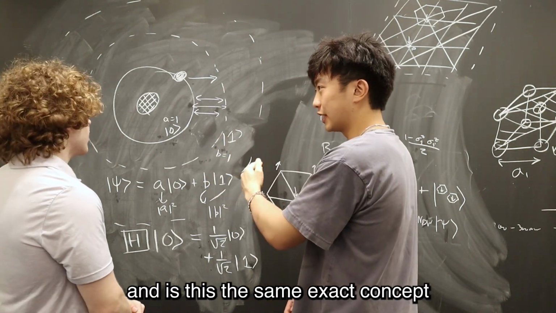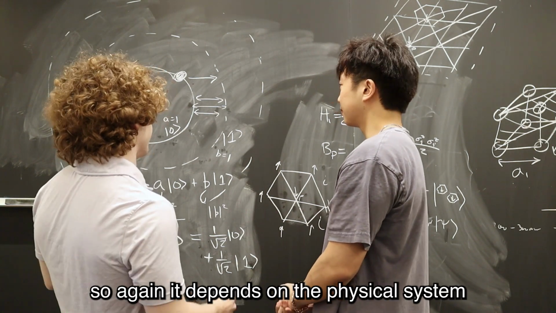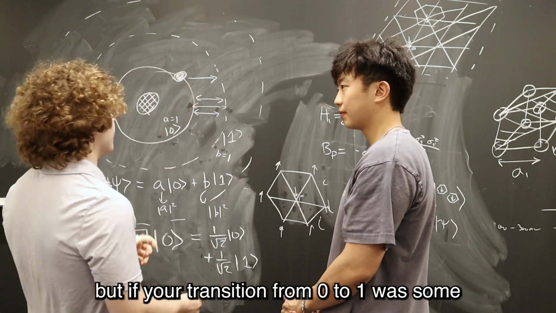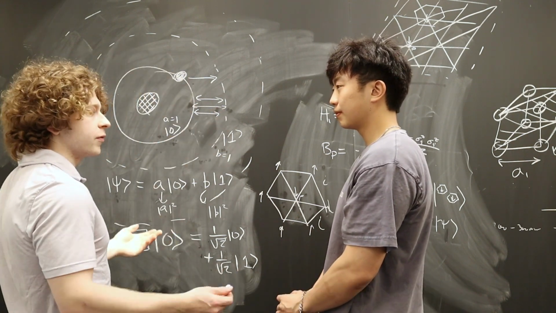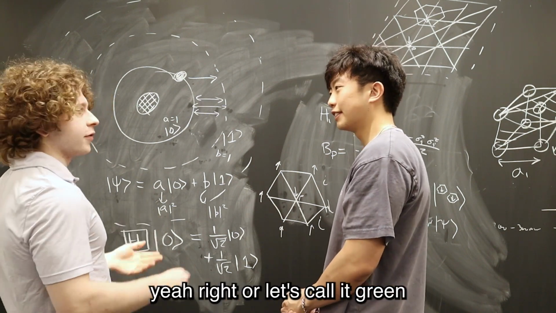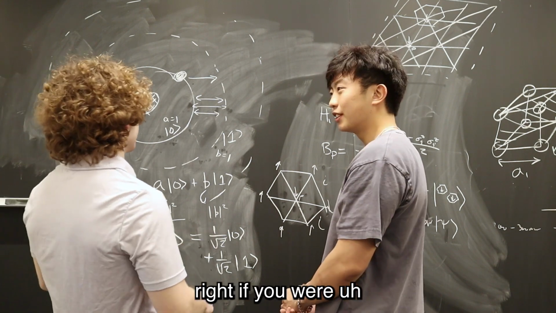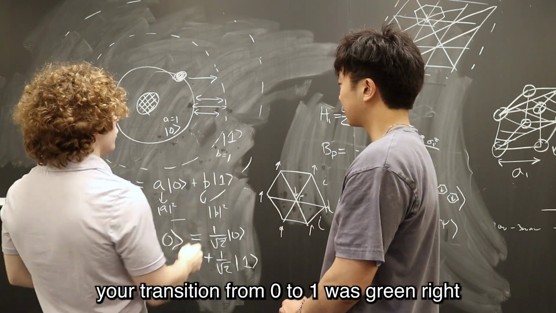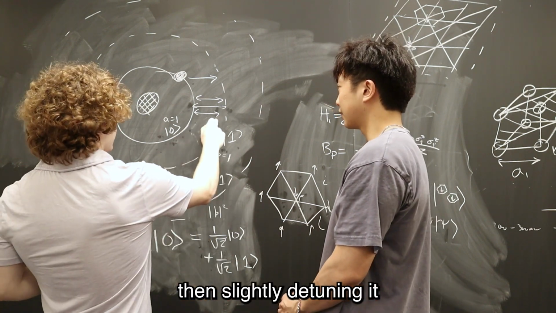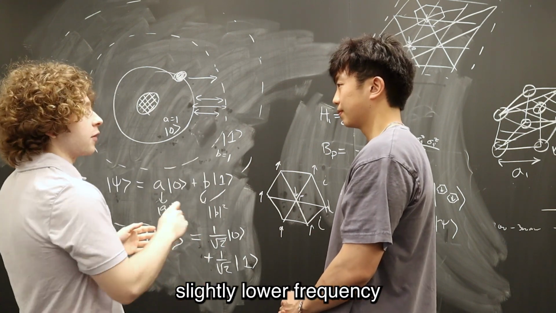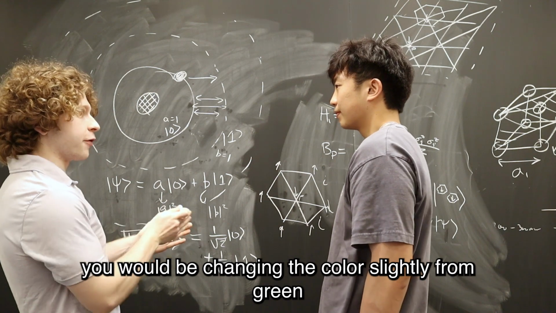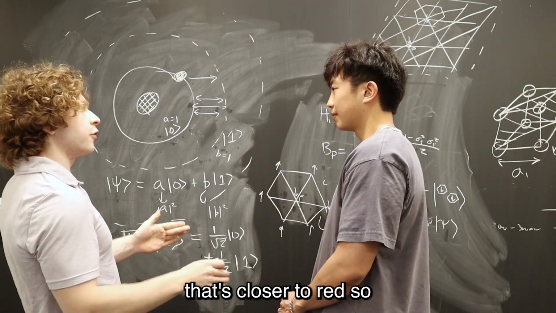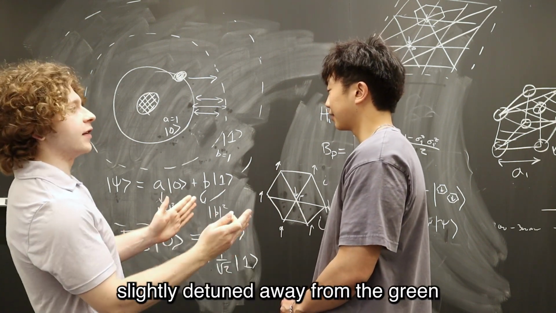And is this the same exact concept? Yeah, exactly. So again, it depends on the physical system, what actual color laser you're using to drive the transition from 0 to 1. But if your transition from 0 to 1 was, let's say, blue, just for some reason, right? Or let's call it green, because that's right in the middle of the visible spectrum, right? Say your transition from 0 to 1 was green, right? Then slightly detuning it, meaning slightly lower energy, slightly lower frequency, you would be changing the color slightly from green, right? And so if you have lower frequency that's higher wavelength, that's closer to red. So it would be on the redder end of the visible spectrum, slightly detuned away from the green.